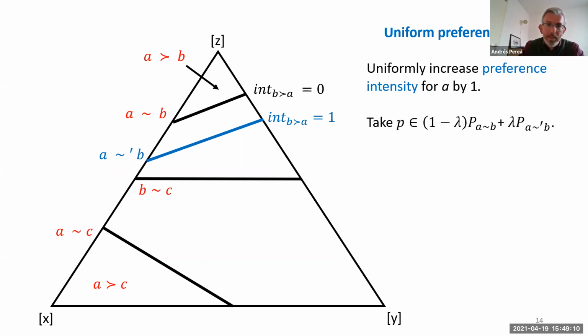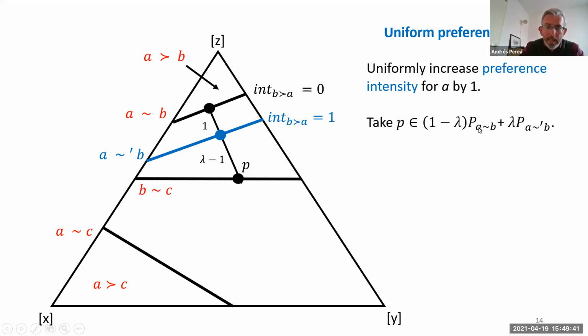Okay, and now let us take a belief P, which can be written as 1 minus lambda times a belief on the black line, where you are indifferent between A and B in the original one, and lambda times a belief on the blue line, where you are indifferent between A and B in the new conditional preference relation. For instance, here. So geometrically, it would look like this. This is just saying the same thing as here.